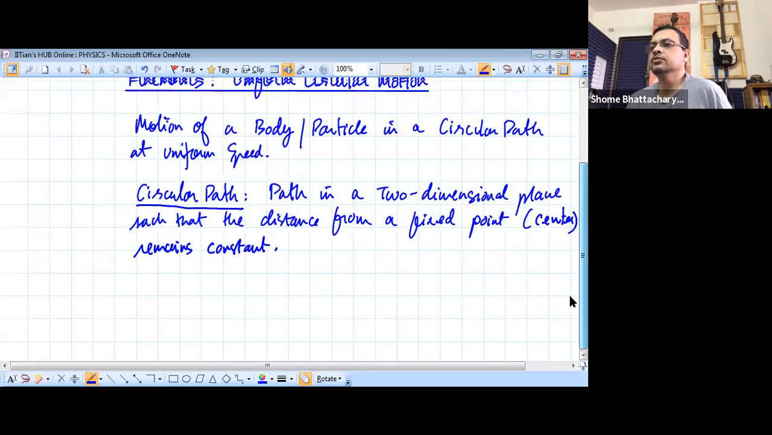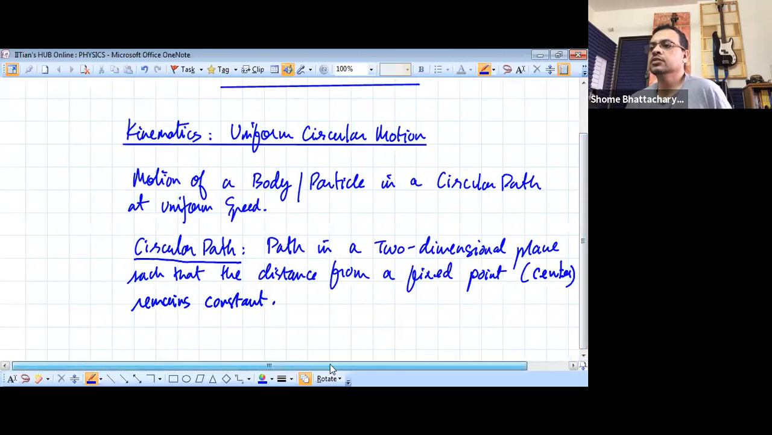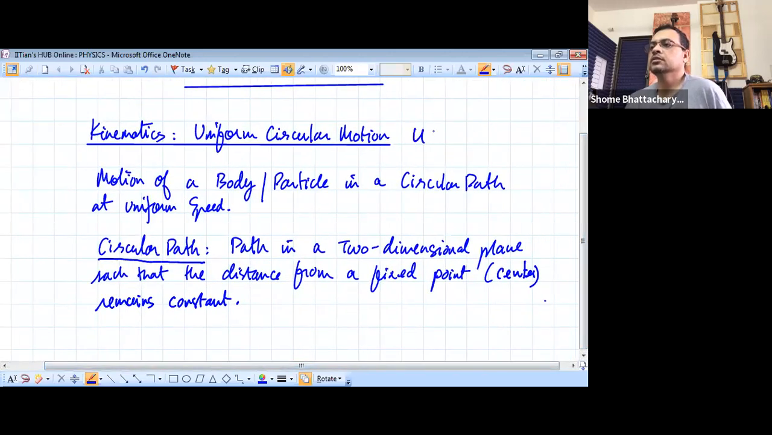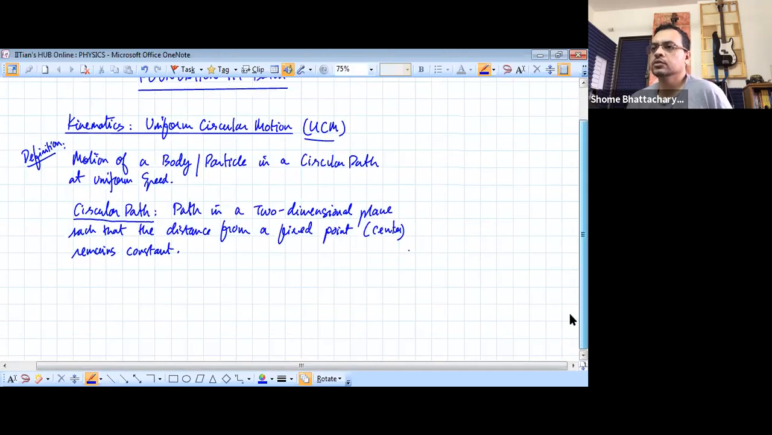Whereas this is the definition of uniform circular motion. Sometimes we just refer to it as UCM. So just write this down. Then we'll understand more about the properties of uniform circular motion.